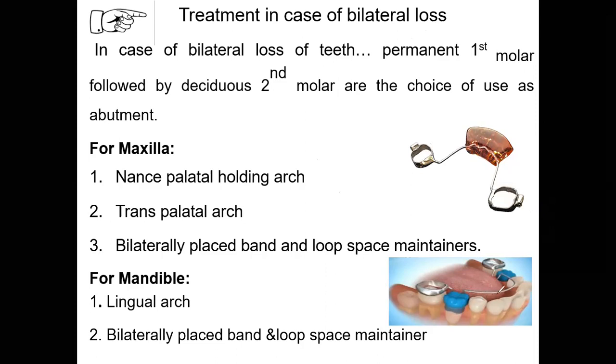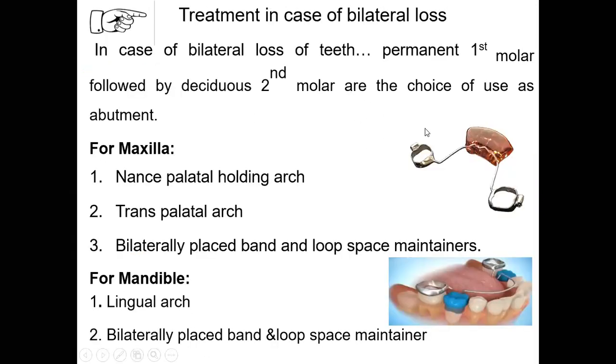Another space maintainer can be given in the lower arch. These are called lingual space maintainers. We cannot give this type of space maintainer in the lower jaw because it has a button. This button cannot be placed in the lower jaw because we have a tongue, and there will be a problem with the placement of the tongue. So if you're giving a space maintainer due to bilateral loss, you need to switch to the lingual arch space maintainer. This space maintainer only has a lingual arch, with no button. This is the reason the design varies between the maxilla and mandible: the presence of the tongue.